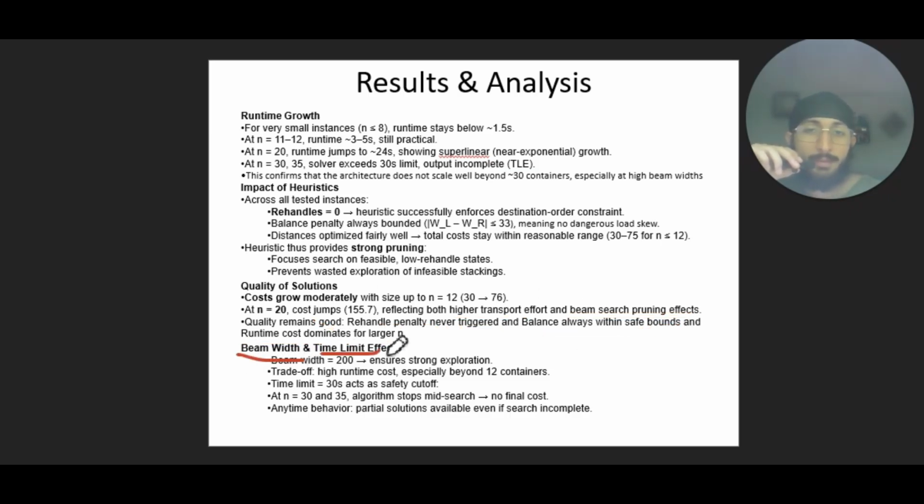Now beam width and time limit effects. I've chosen beam width as 200. It ensures a strong exploration of all the possible states that we have. The trade-off is high runtime cost, especially beyond 12 containers. The time limit of 30 seconds acts as a safety cutoff. We can also decrease the time limit for our algorithm, that is the A star beam search, to run for a lesser time, right? And at n equal to 30 and 35, the algorithm stops mid search. No final cost is obtained. So that's it about the presentation.